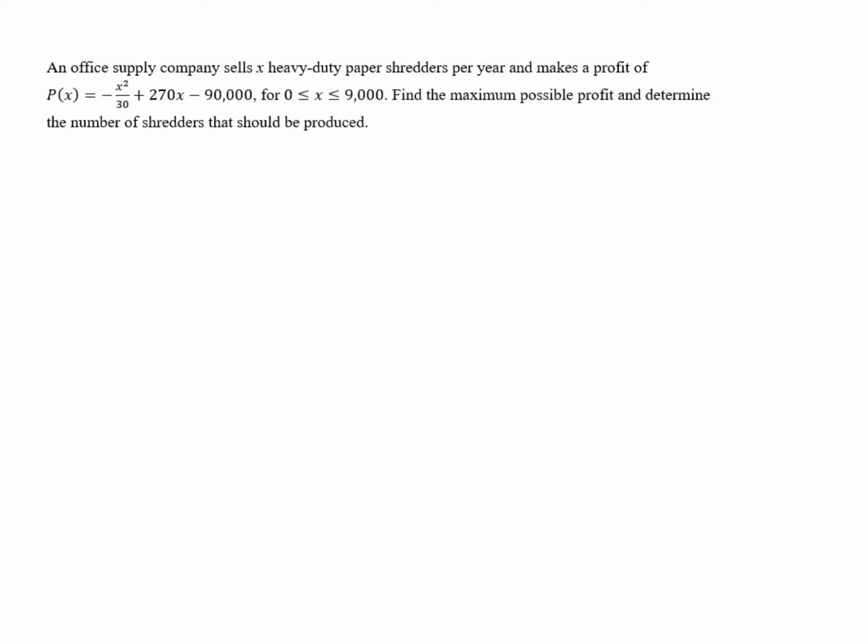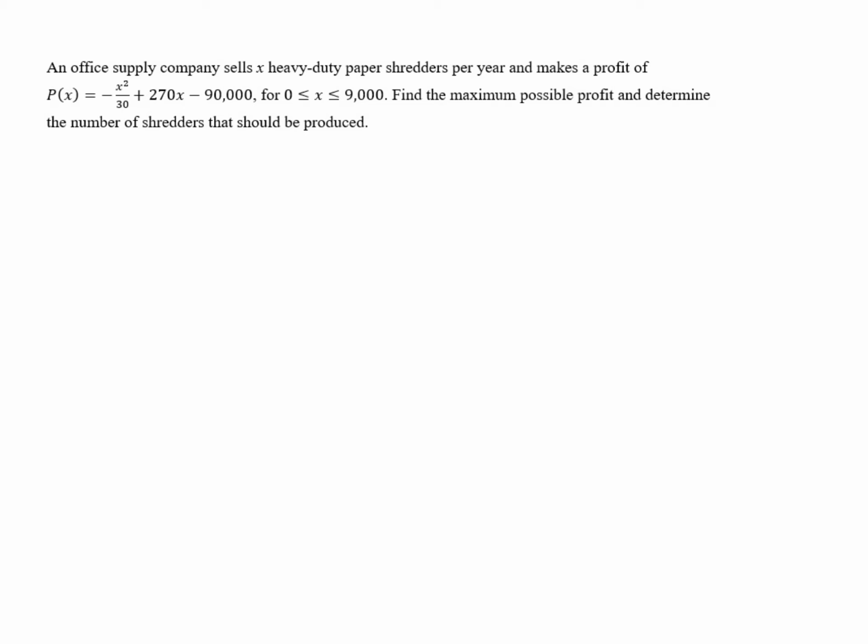An office supply company sells X heavy-duty paper shredders per year and makes a profit of P of X equals negative X squared over 30 plus 270X minus 90,000 for X between 0 and 9,000. Find the maximum possible profit and determine the number of shredders that should be produced.